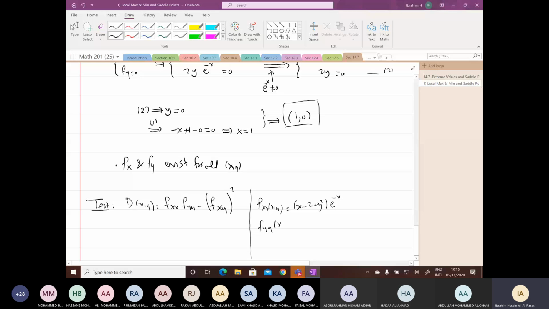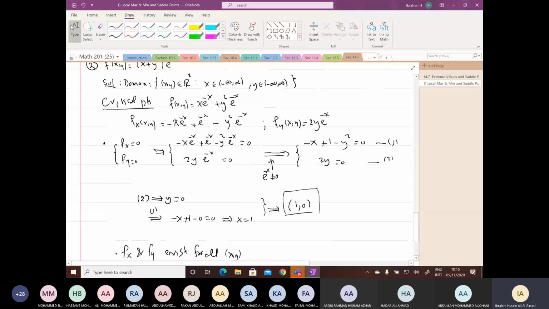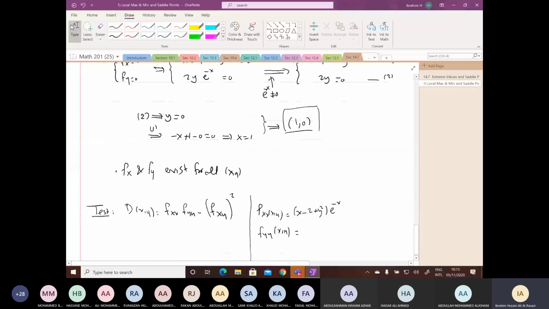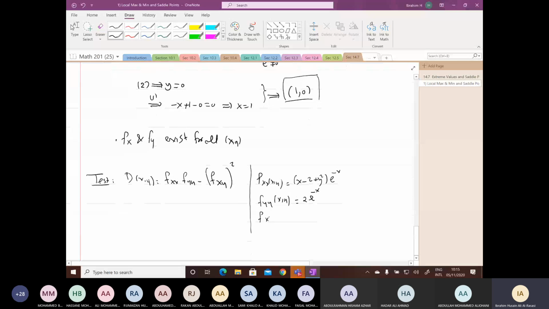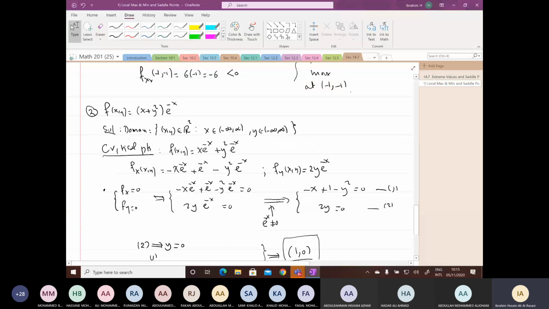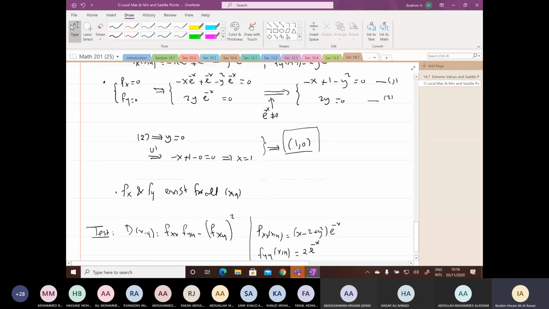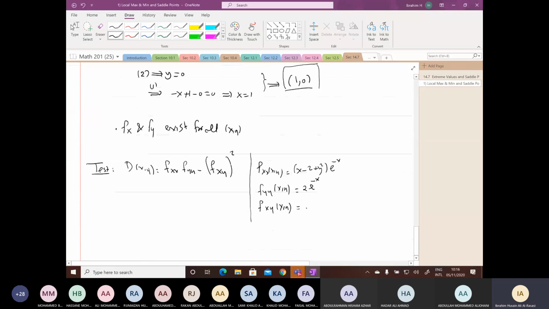f sub yy at (x,y): differentiate with respect to y, you get 2e to the minus x. f sub xy at (x,y): we differentiate f sub x with respect to y, so this becomes 0, this becomes 0. Now when you differentiate this with respect to y, you get minus 2y e to the minus x.